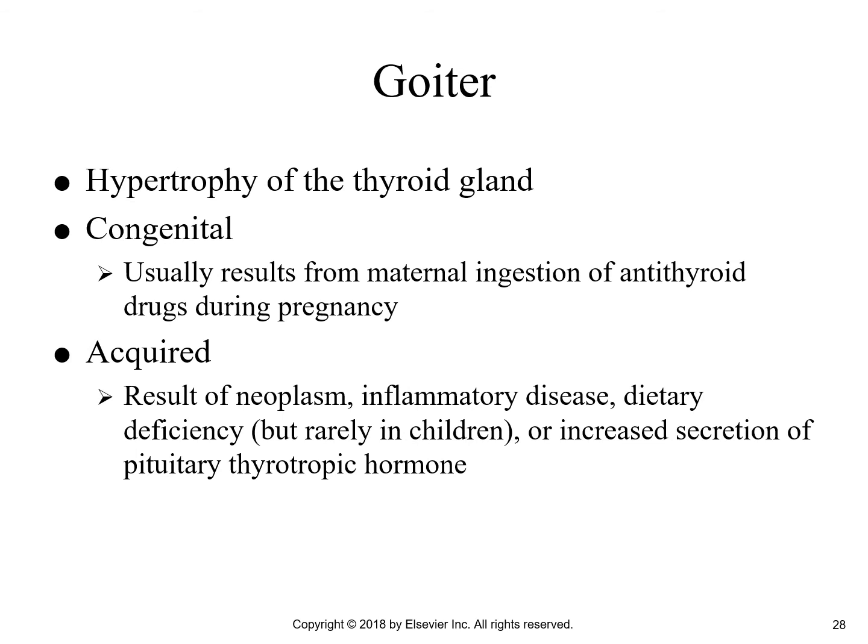Goiter, hypertrophy of the thyroid gland, can be congenital, usually resulting from maternal ingestion of antithyroid drugs during pregnancy. It can be acquired, as a result of neoplasms, inflammatory disease, dietary deficiencies, which are rare in children in this country, or increased secretion of pituitary thyrotropic hormone.